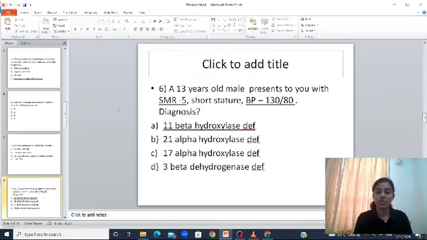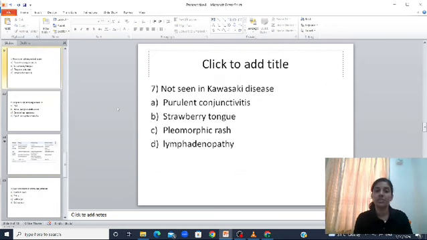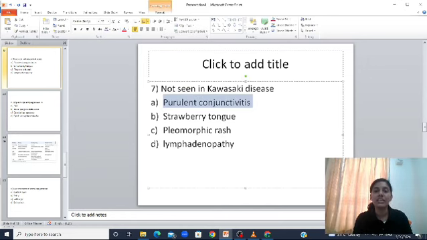Yes. Going on to our next question. This is a very direct question. Which of the following is not seen in Kawasaki disease? In Kawasaki disease, the child will have a fever for more than or equal to 5 days, along with 4 of the other 5 components. That is, non-purulent conjunctivitis, strawberry tongue, and rashes that can be pleomorphic also. Next, the child should have cervical lymphadenopathy. And fifth, the child should have edema of the hands and feet. So the answer for this question, which is not seen in Kawasaki disease, is purulent conjunctivitis.